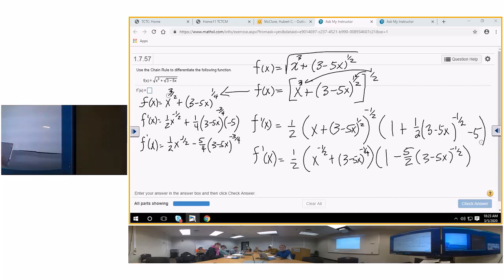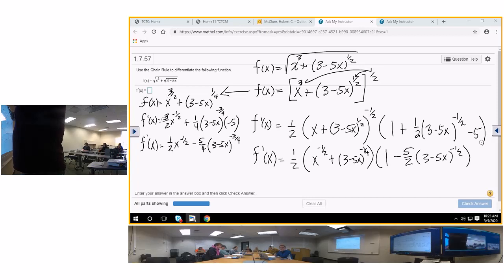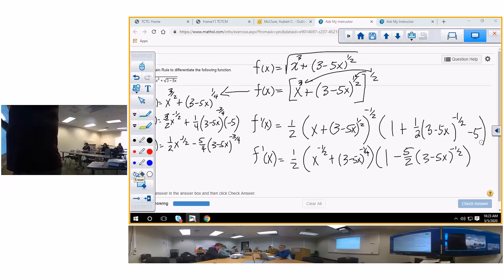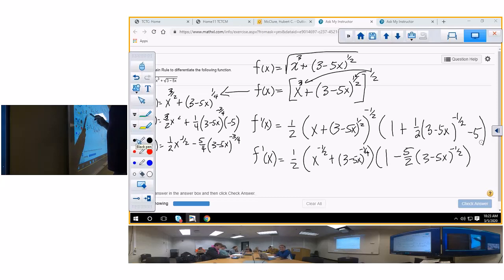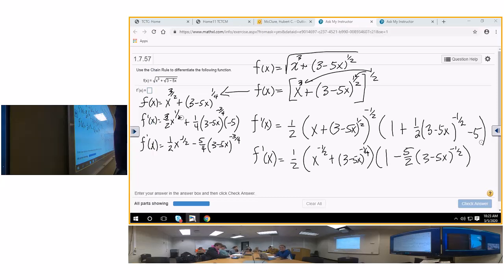And that would be 3 halves, 3/2, right? Let's see. 1/2, that's 3/2. 3/2 and 1/4. So this would be 3/2 x to the negative. So 3/2 minus, it'd be 1/2, right? Plus 1/2. I'm trying to salvage this. Just give me a second. I'll salvage this in a second. Okay, check to see if that's right now. So this would be 3/2.